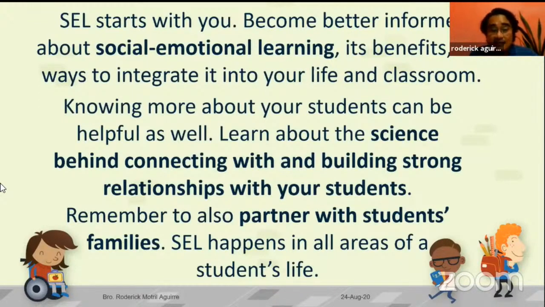So SEL, remember to also partner with students' families. Importante po na we talk with the families, kinakausap. Ako nun sa schools na akong consultant, kinakausap ko talaga mga magulang. Kasi whether you like it or not, especially, well, not just in the private schools, but also public schools, ang sinisisi nila sa mga nangyari sa mga anak nila agad ay ang mga teachers. So we need to make the parents be partners. So SEL or social emotional learning happens in all areas of the student life, not only at school, but mostly also at home.